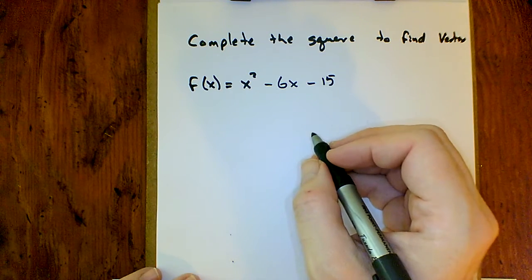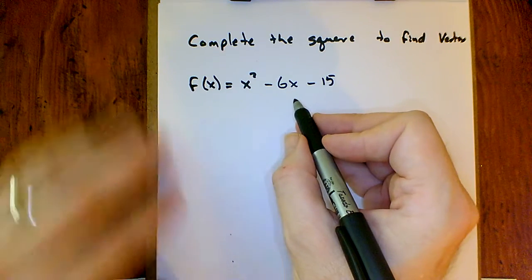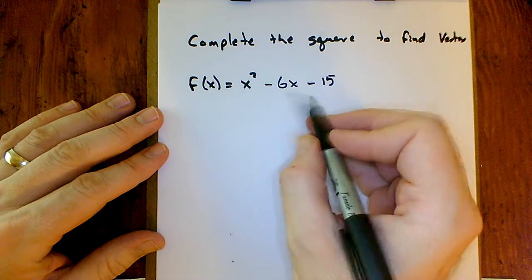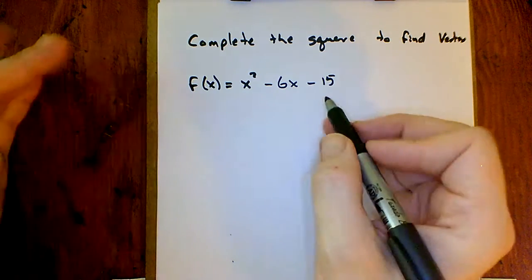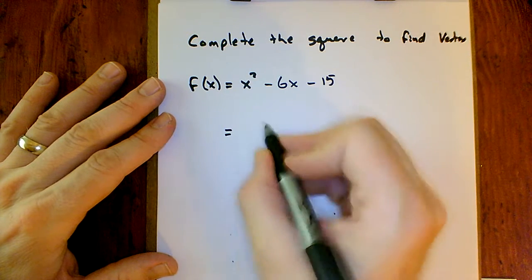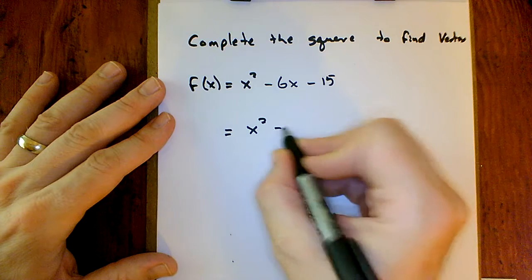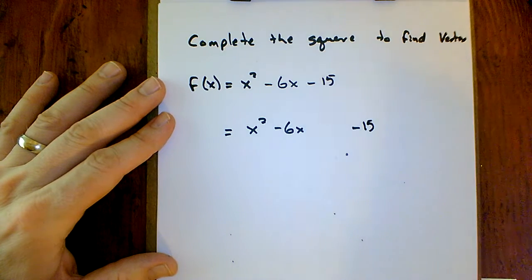Now, we're going to be doing something a little bit different when we complete the square, because when I do this, remember, I always have to add something to both sides. Well, I don't always have to just add to both sides. I could also just as easily add 0. So what I'm going to do is leave myself a gap here. So x squared minus 6x, and I've got this minus 15 over here.